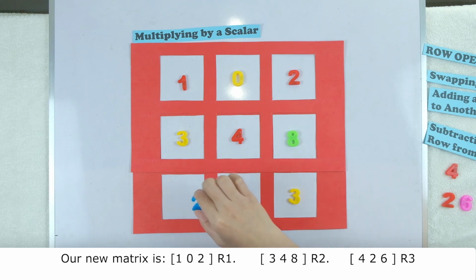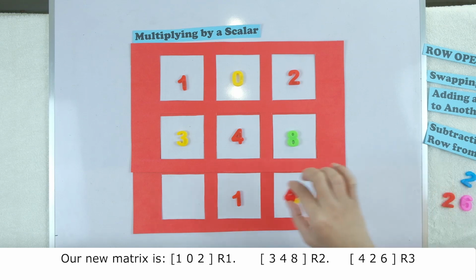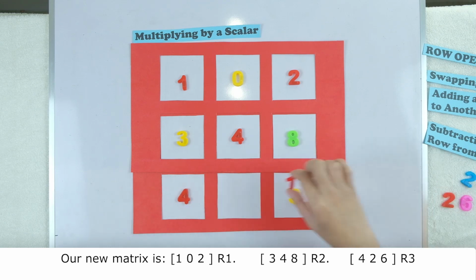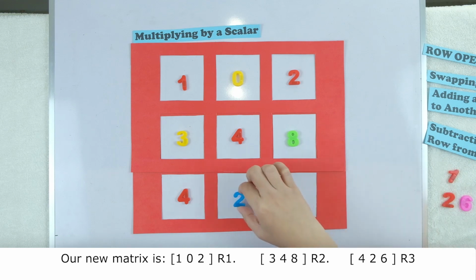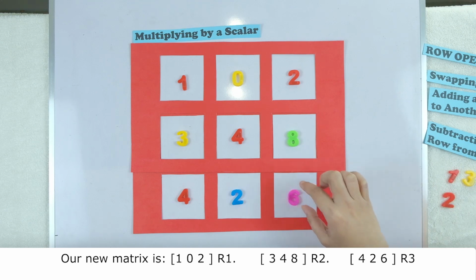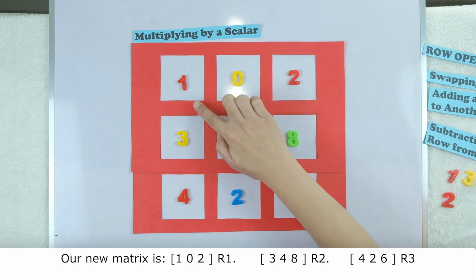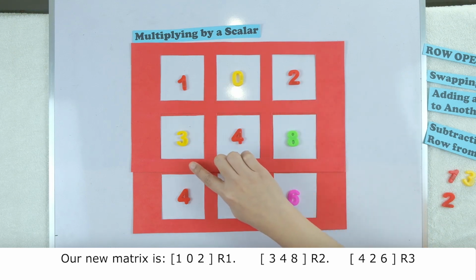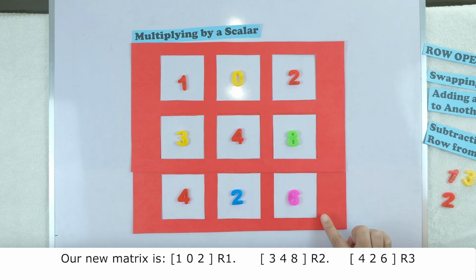2 times 2, that's equal to 4. 1 times 2, that's equal to 2. And 3 times 2, that's equal to 6. Our new matrix is now row 1, it's still 1, 0, 2. Row 2, it's still 3, 4, 8. But our row 3 is now 4, 2, 6.